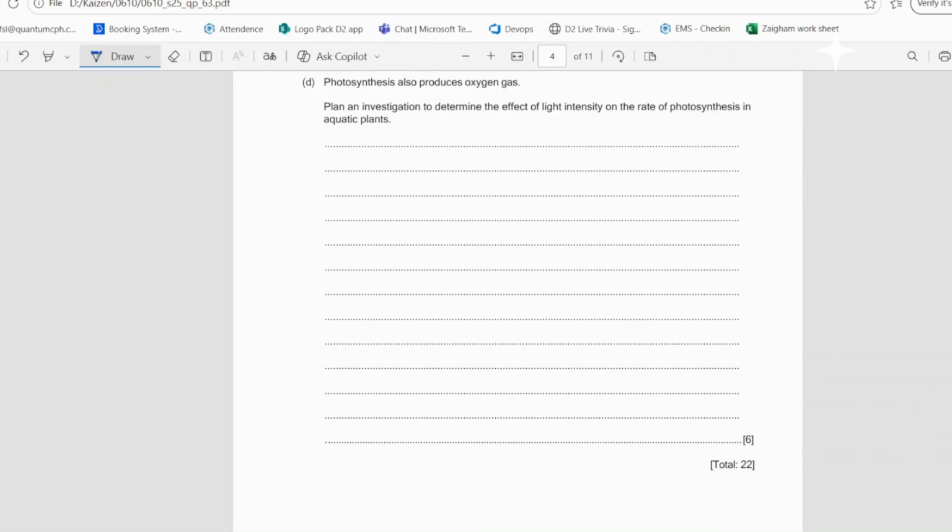There was something else. It was related to something the same. The time would be the same, and the oxygen collected was measured after a constant time, right? Okay, now give me the constant variables.